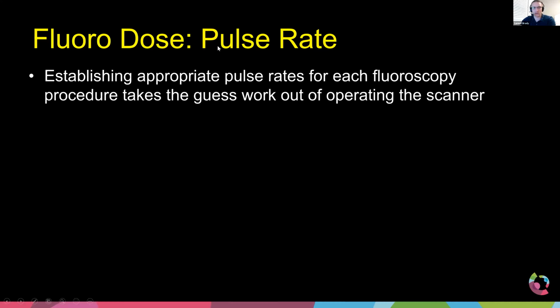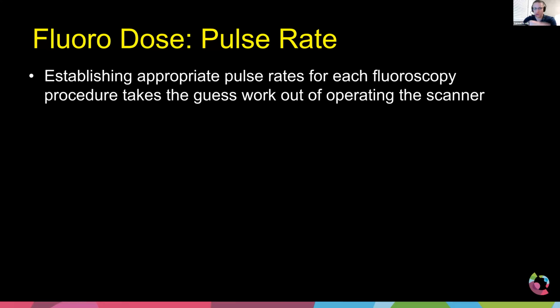Okay, so let's move on. So that's geometry. Let's talk pulse rates. So establishing the appropriate pulse rate in fluoroscopy is actually very important. It helps when we set up the procedures and the exam protocols from the beginning. It helps the physician when they walk into the room, they don't have to think, okay, this button does this, this button does this. They can go in and work, and their focus is on the patient.